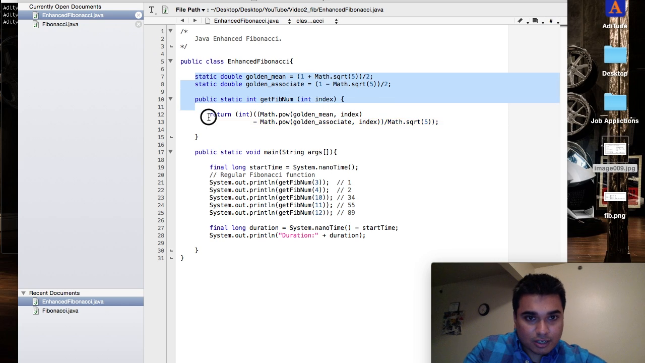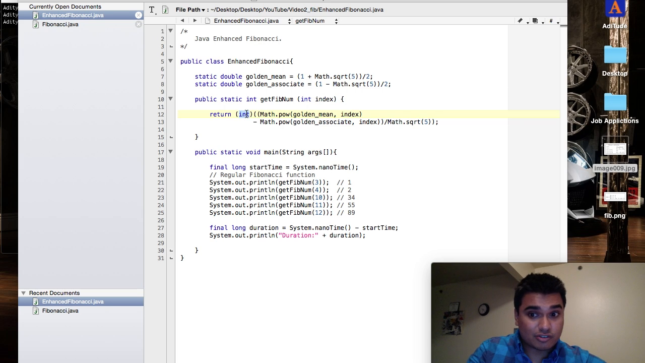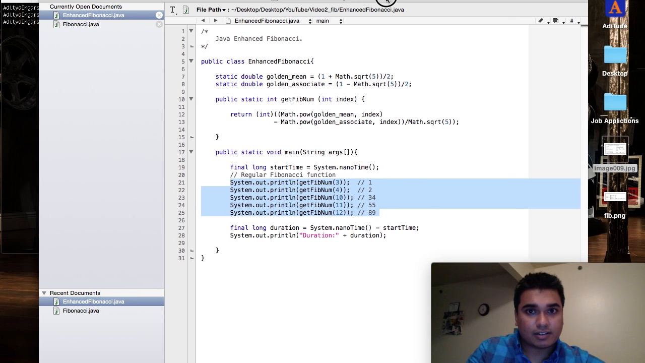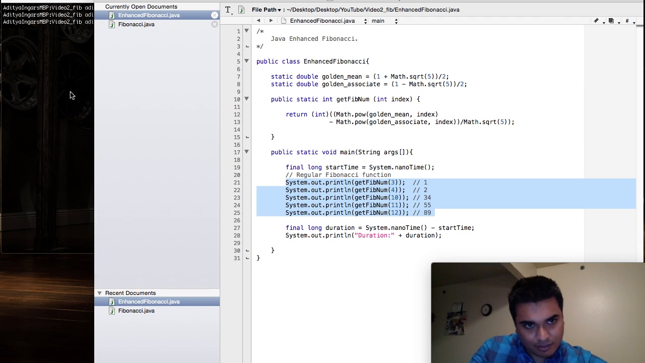So I thought, let's use this formula to find the Fibonacci number. Sometimes there are cases in which this formula does not return an integer, so you have to approximate it by casting it as an integer. In most cases, it's very accurate. And again, we're using nanoTime to calculate the duration of the program, and we have the same indices that we were calculating the Fibonacci number of. So let's go and run these programs.